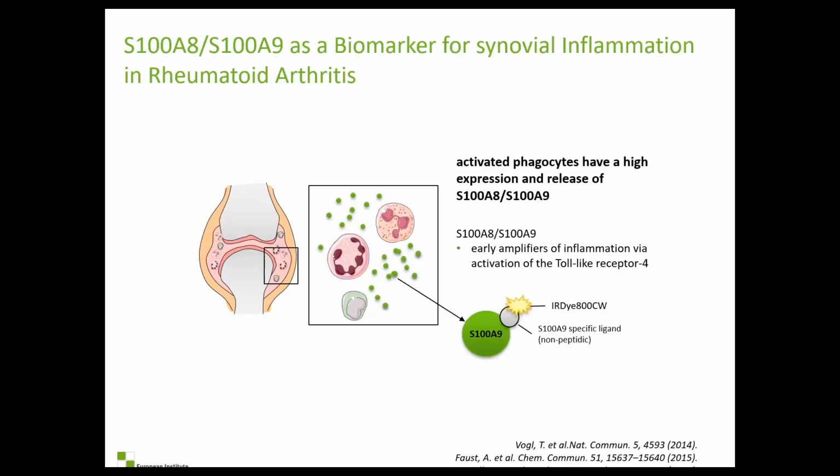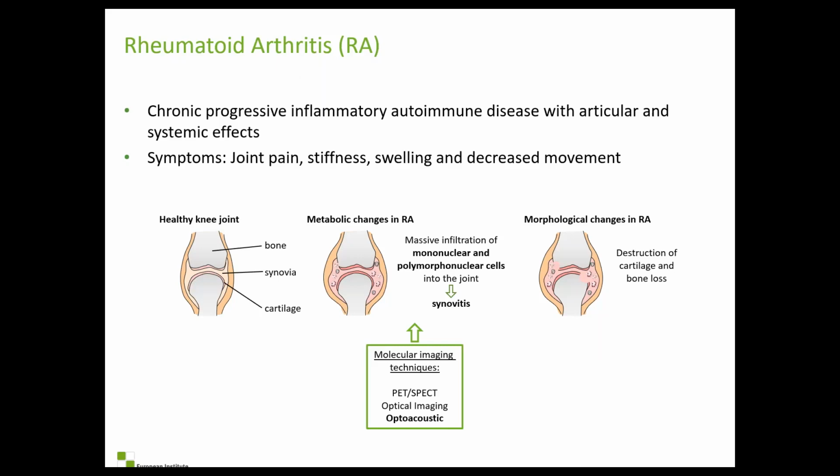To see the metabolic and molecular changes already in the early stages of arthritis to prevent the irreversible changes later, we need molecular imaging techniques. Molecular imaging techniques we could use are PET and SPECT, but here we have a high radiation exposure and also high costs, and optical imaging, but here we do not have a really deep penetration depth, and therefore we can't image inside the joint, and optoacoustics, which could be a tool and which I try to test in my thesis.